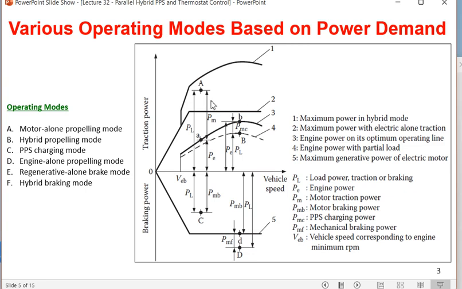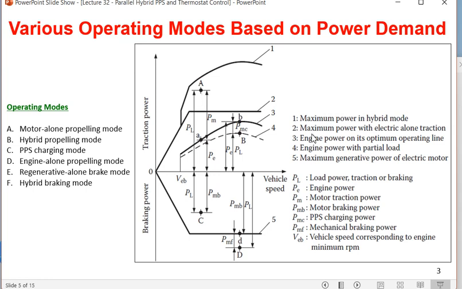Okay, now see this point A. What is point A? In point A we are actually asking for too much power. Too much power from the vehicle is required, so you are finding PL. So load power is very high. Load power has crossed the engine power, and load power has crossed the electric motor power. Okay, so in this case A has to be a hybrid case.